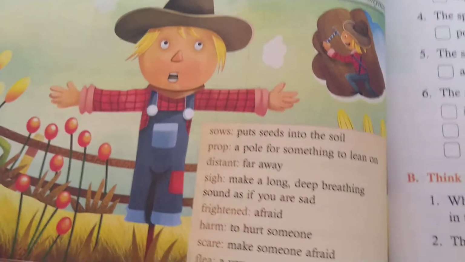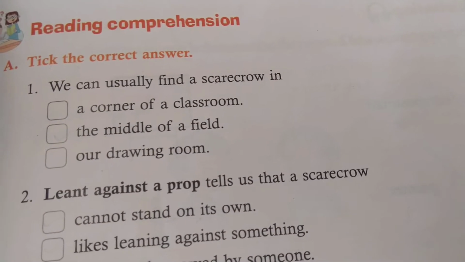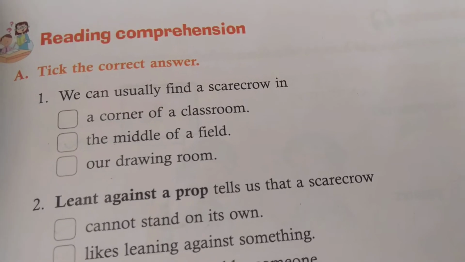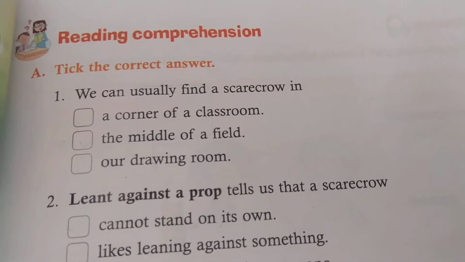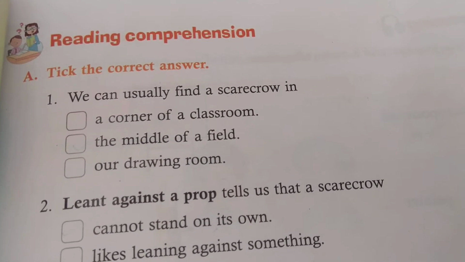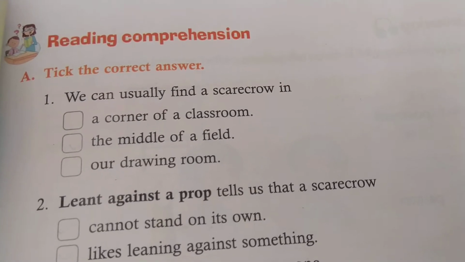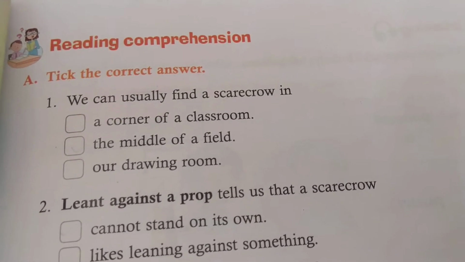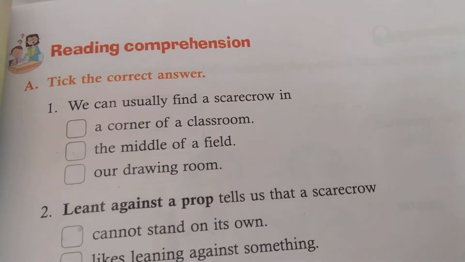Let us see how to answer the questions here. Right, read carefully. We can usually find a scarecrow in. So, three options are given. Whichever is the right one, you have to tick mark. We can usually find a scarecrow in a corner of classroom. Is it so? No, absolutely wrong. The middle of a field? Yes. So, we will be seeing the scarecrow in the middle of a field.